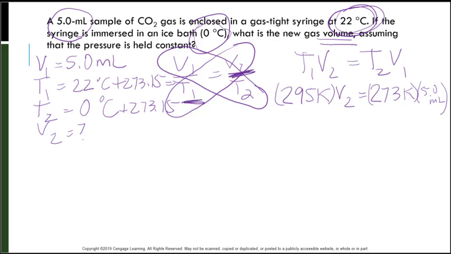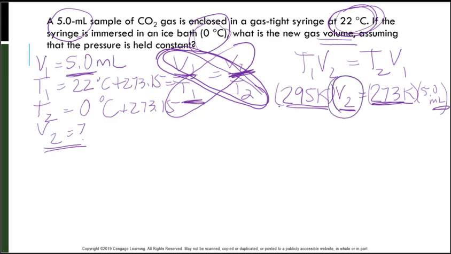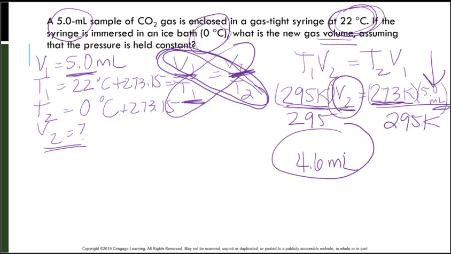It doesn't matter which side. So my T1, I had 295 Kelvin times V2, that's my question mark, is equal to my other pair, V1, which is 5 milliliters, times T2, which is 273 Kelvin. Now, let's get V2 by itself. So I need to divide both sides by 295 K. I'm going to end with two significant figures because that 5.0 milliliters is 2 sig figs, and I should get 4.6 milliliters for my second volume.